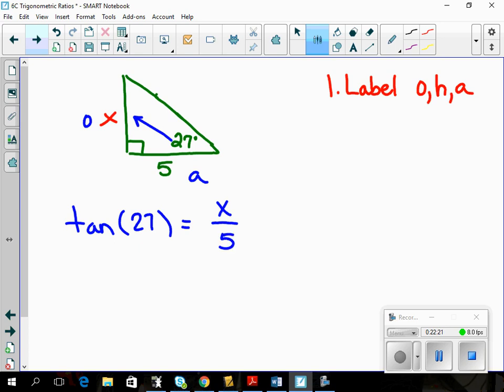What do I do now? Multiply both sides by 5. And just type it into your calculator. Tell me the length of x. What is it? 2.3? 2.3? 2.26? That's fine.